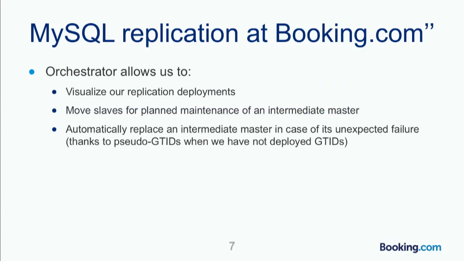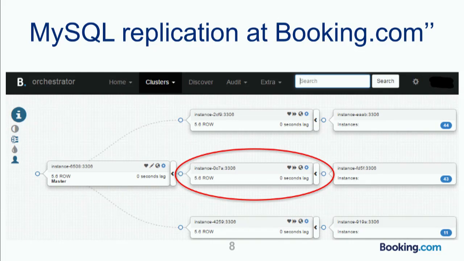Orchestrator allows you to move servers around, which you can do just because you have to do some maintenance, or maybe you want to move servers from one place to another. It's one of the main reasons that people like it, and the visualization is very good. But obviously, if you have a failure, it's good that you can find some tool that will fix it for you. So if this server in the middle there dies, Orchestrator knows what to do. It says those slaves underneath need to connect to some other intermediate master, and it will do it for you automatically if you ask it to.